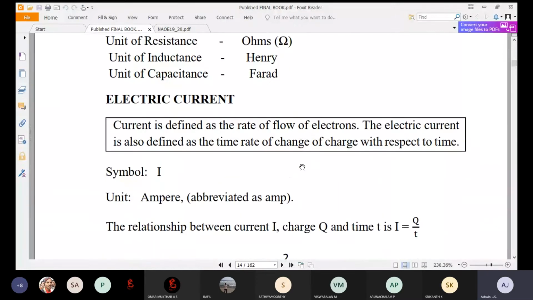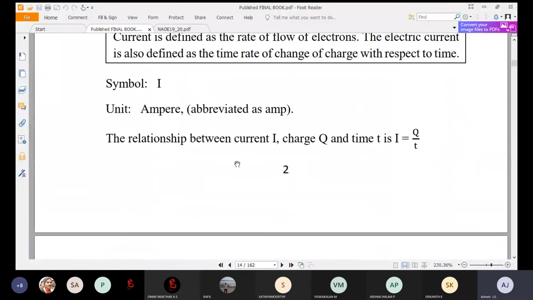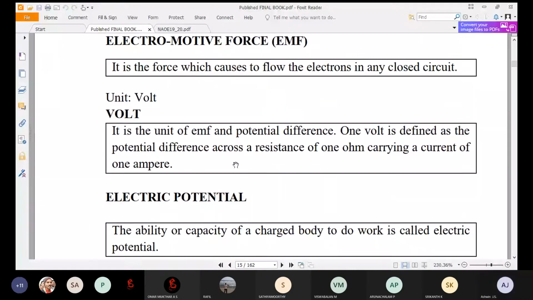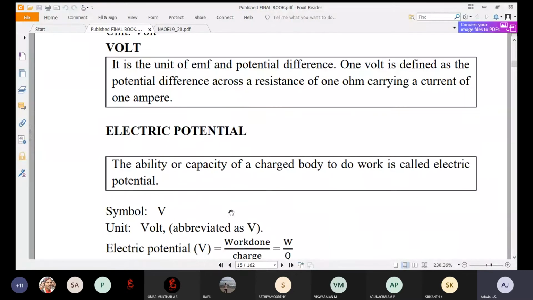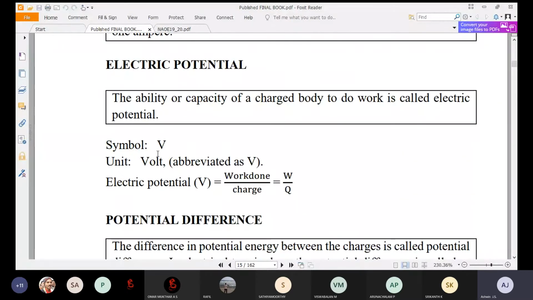And the electric current we have already seen, with formulas like I equals Q by T, and the change in charge with respect to time, dQ by dt. That relation we have seen here. And EMF, no need. The voltage, we know what is voltage and electrical potential. Both are similar. We can call it voltage. It is nothing but the potential difference. It is denoted by the unit V.